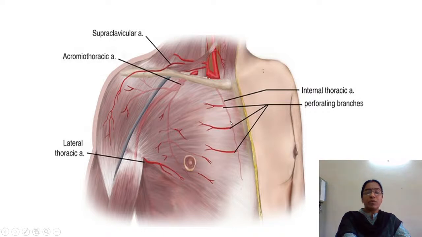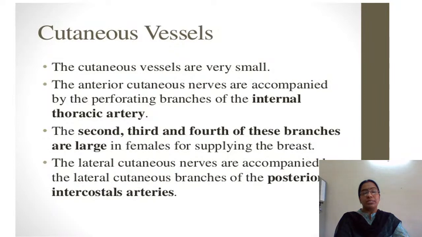The perforating branches of the internal thoracic artery are the cutaneous vascular supply for the medial part of the pectoral region. The lateral part of the pectoral region is accompanied by lateral cutaneous nerves. Here, the arteries present are the lateral thoracic artery and also the posterior intercostal arteries. So, lateral cutaneous nerves are accompanied by posterior intercostal arteries. So, the cutaneous vessels supplying the pectoral region are the perforating branches of the internal thoracic artery and the posterior intercostal arteries.